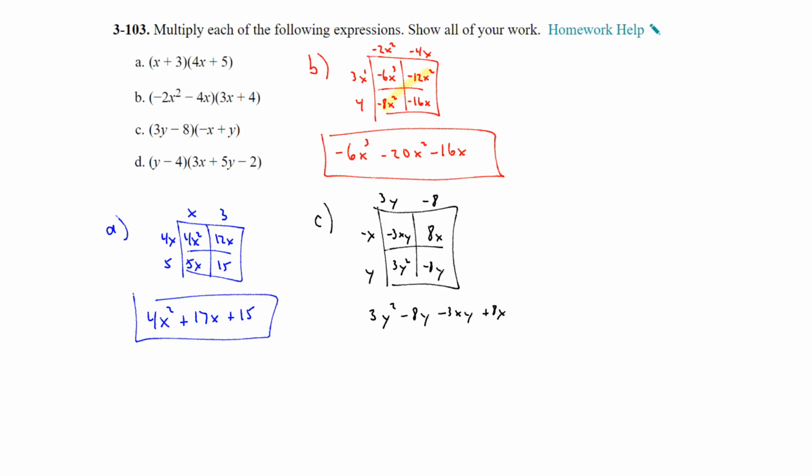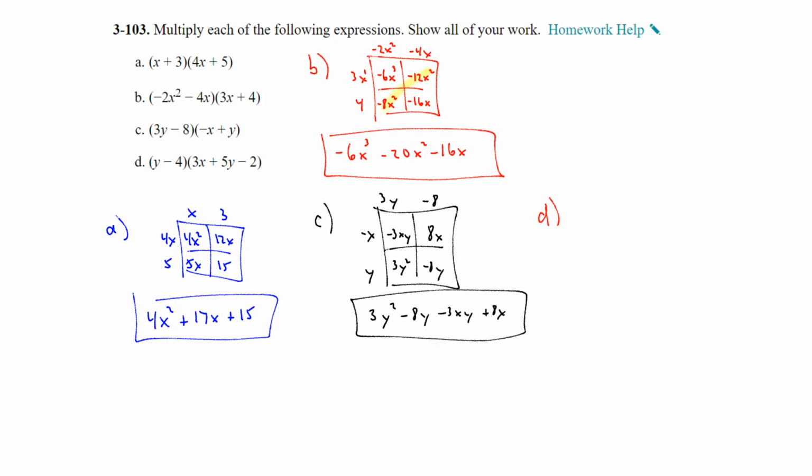So no like terms on this one. And you might have them in a different order, which is perfectly fine, but you should have positive 3y squared minus 8y minus 3xy and plus 8x somewhere in your problem.